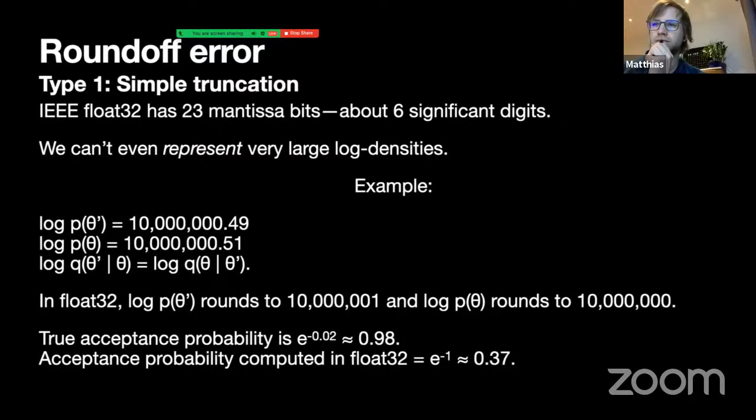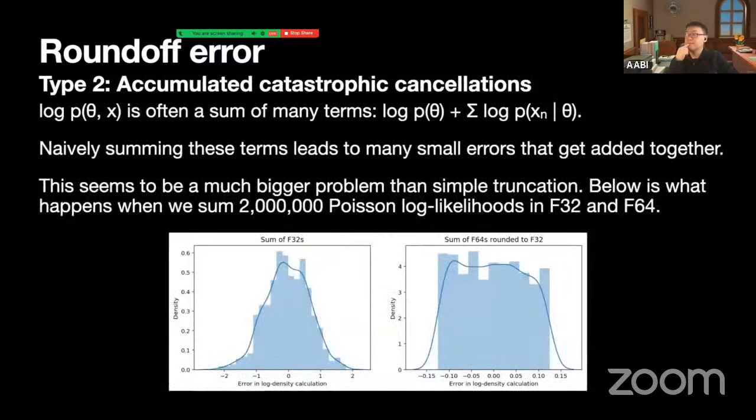First, I'm going to talk a little bit about what I mean by roundoff error. There's one type which I'll call simple truncation. I'm not going to spend a lot of time on it, but basically this is just a question of how many significant figures are there in a 32-bit float. The answer is about 6. So this means that we can't even really represent very large log densities. Here's a little example of a way in which that might be a problem. But I think the bigger issue is accumulations of catastrophic cancellations.